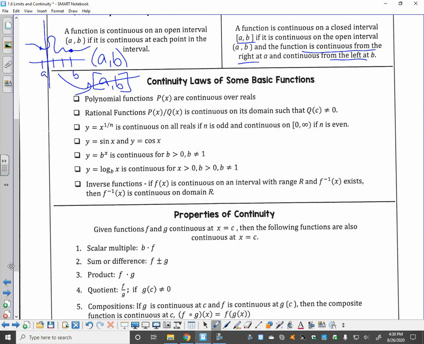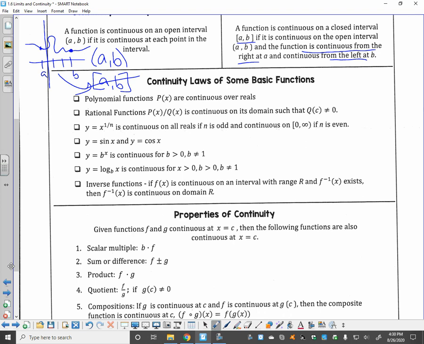Y equals x to the 1 over n really doesn't pop up that much. Continuous on all reals if n is odd, and continuous on all positives if n is even. Again, that's a fact. It's very true, but don't lose sleep over that one.